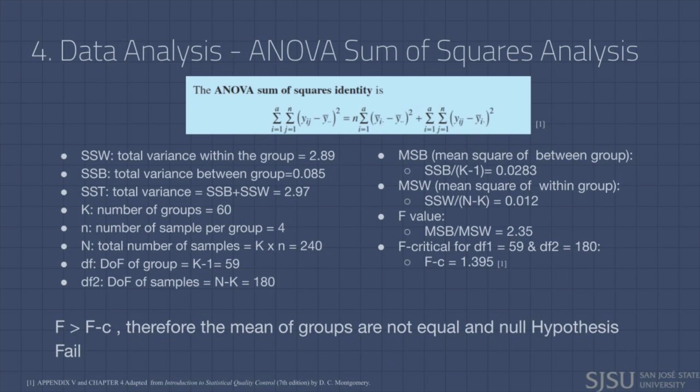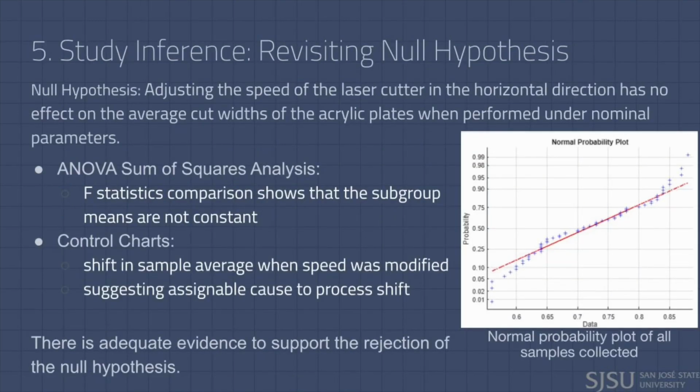Thus, the hypothesis fails. To recall, the null hypothesis of this study states that adjusting the speed of the laser cutter in the horizontal direction has no effect on the average width of the cuts. However, from our ANOVA sum of square analysis, we see that the calculated F statistic is greater than the critical F statistic, which suggests that the width means across the groups are not the same, thereby indirectly supporting the rejection of the null hypothesis.